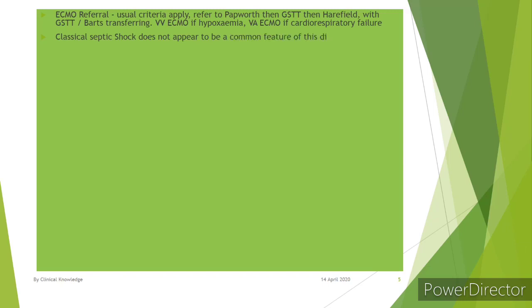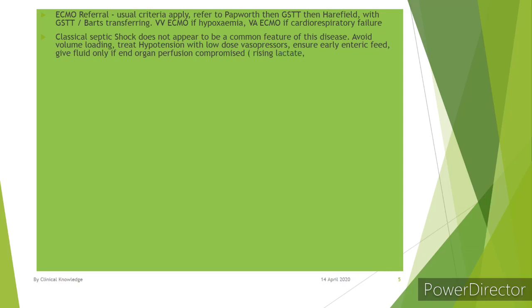Avoid volume loading. Treat hypotension with low-dose vasopressor, ensure enteral feed, and give fluid only if end organ perfusion is compromised: rising lactate, falling urine output, etc. Be guided by cardiac output monitoring to minimize the fluid volumes administered. Aim for even or negative fluid balance if possible. Avoid NSAIDs. Stop ACEI once intubated.